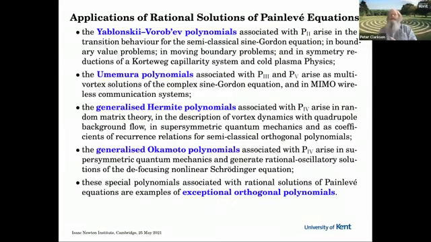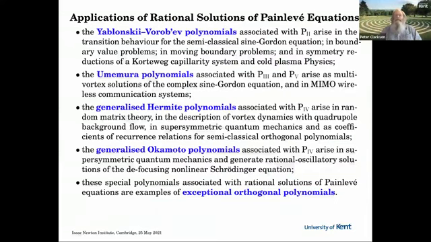So the applications of rational solutions of Painleve equations have arisen in a variety of different contexts. For example, the Wronski-Laguerre polynomials have arisen in the transition behavior of the semi-classical Sine-Gordon equation, in boundary value problems, and moving boundary value problems, and various symmetry reductions that arise in physics. The Umemura polynomials, associated with Painleve 3 and Painleve 5, arise as multivariate vortex solutions of the complex Sine-Gordon equation and in wireless communication systems.